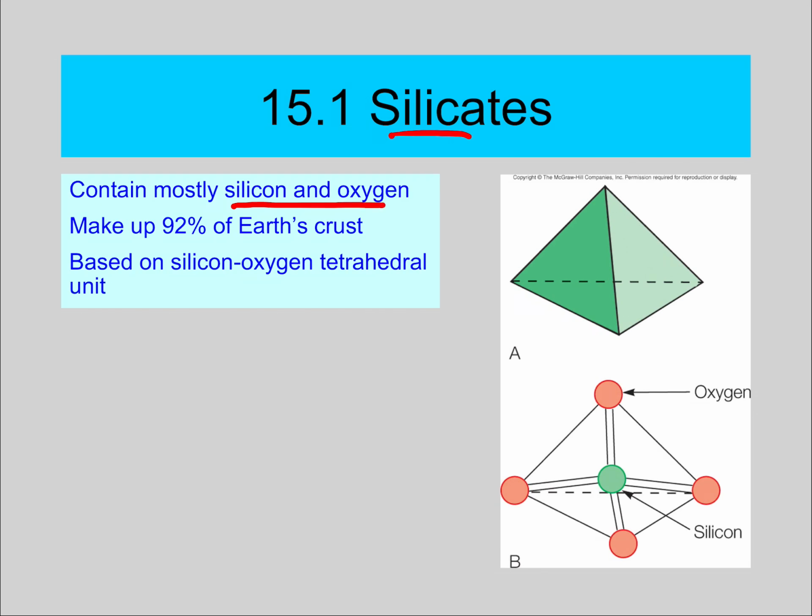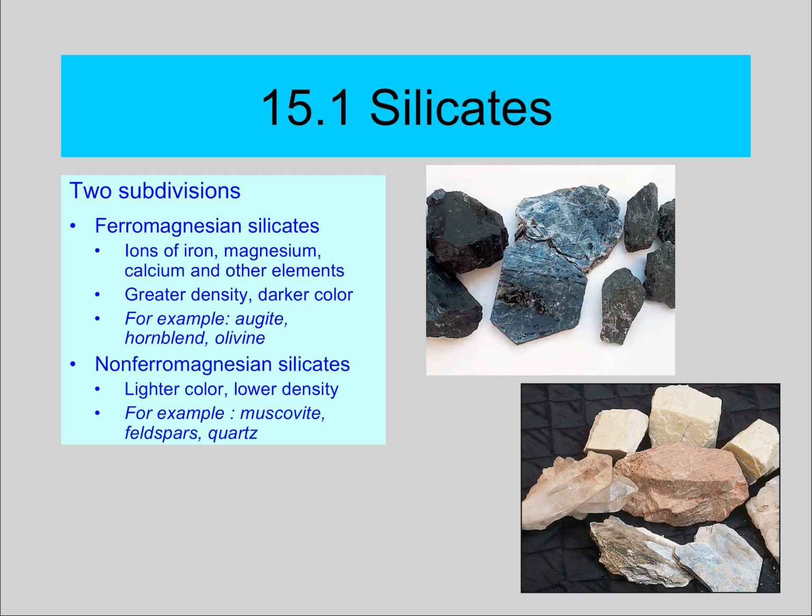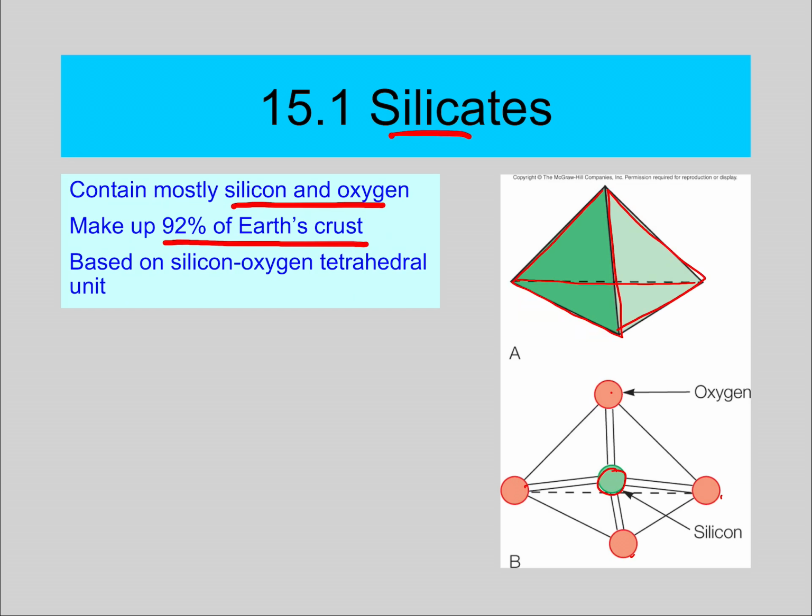So silicates contain mostly silicon and oxygen, and silicates make up 92% of Earth's crust, and it's based on what's called the silicon-oxygen tetrahedron. So it kind of looks like a pyramid, with silicon at the center and oxygen, 4 of them, at each corner, but it's only a 3-sided pyramid. It's called tetrahedron because this means 4 faces. So if we think of 1, 2, the one on the bottom, 3, and the one on the back side is 4, it's a 4-sided pyramid.